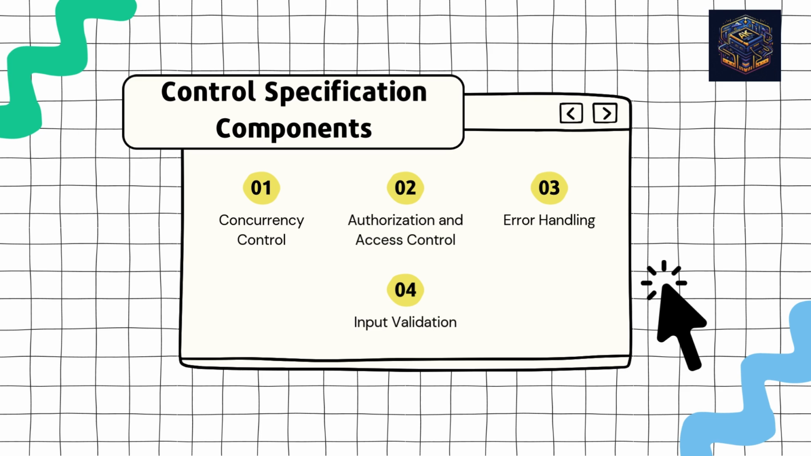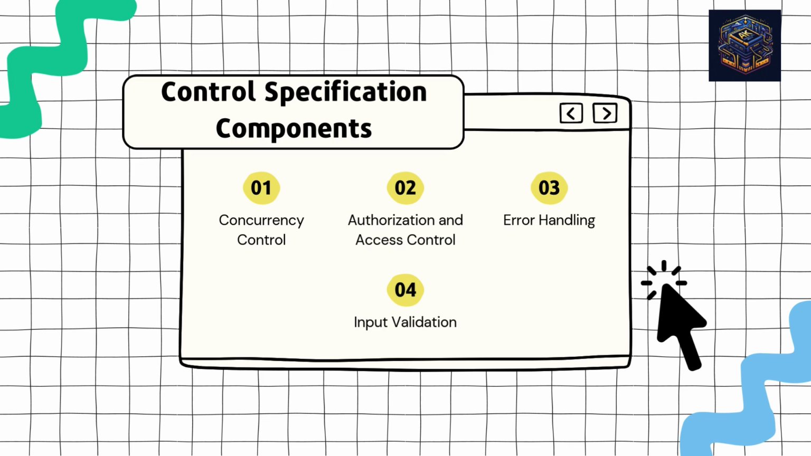Concurrency control. Concurrency is crucial in software development, especially in systems that handle multiple tasks simultaneously. Concurrency control refers to a set of mechanisms that manage shared resources across tasks, ensuring that data remains consistent and synchronized. In simpler terms, it ensures that multiple tasks or users can interact with the system without causing data conflicts or inconsistencies.